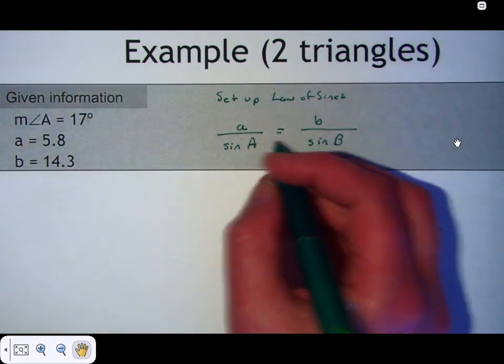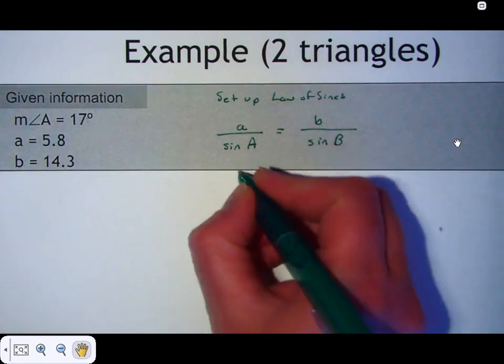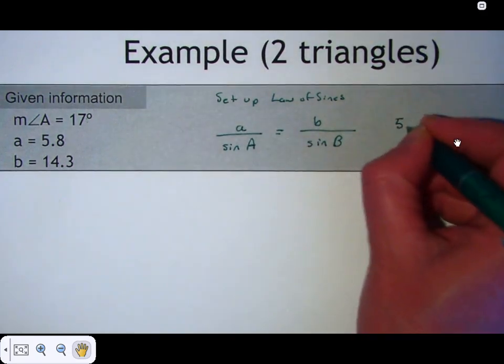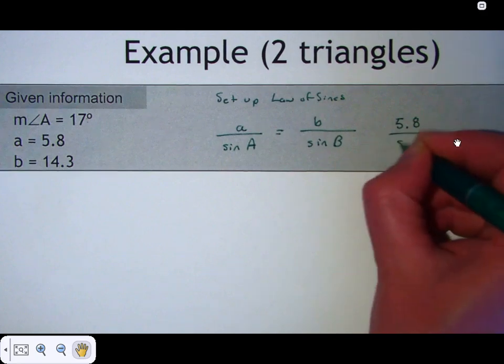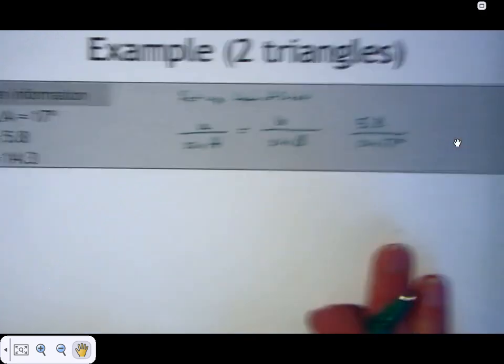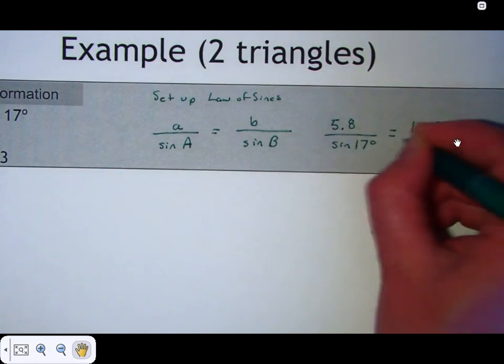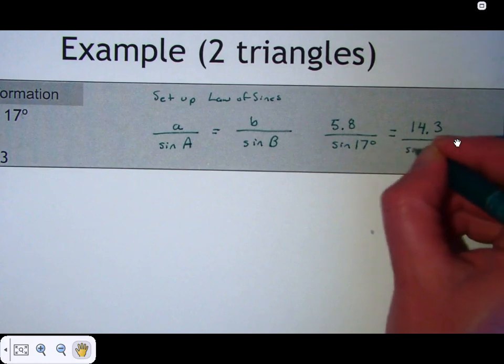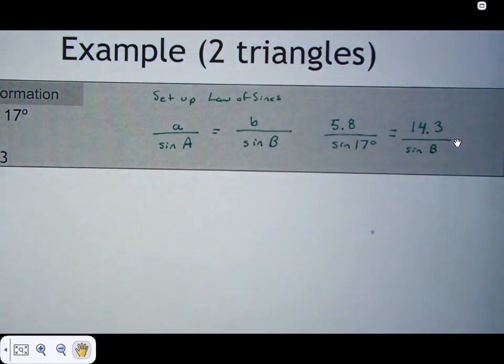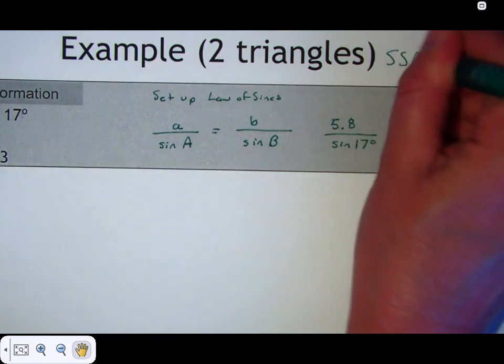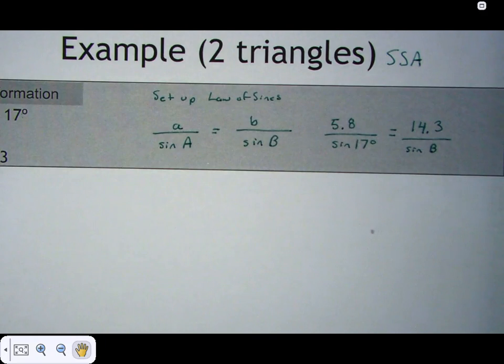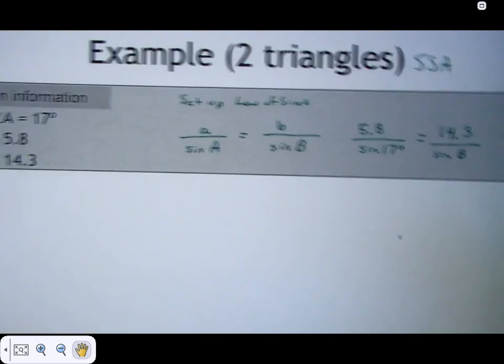So let's just look at what we would have. For us, this would be 5.8 over sine of 17 equals 14.3 over sine of, and I don't know the angle. Okay, now it was also important, I didn't draw it, but the examples that I'm giving you here have to be the ambiguous case. Otherwise you automatically know it's only one triangle.